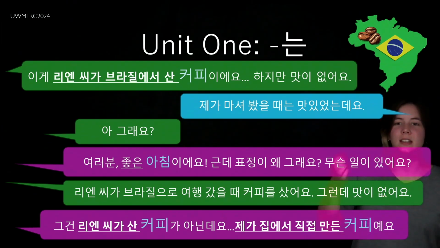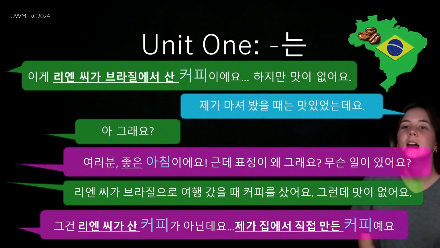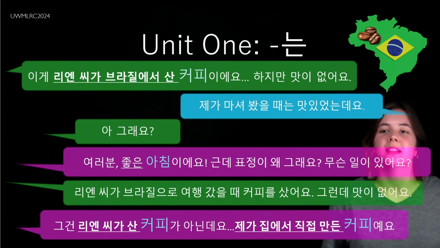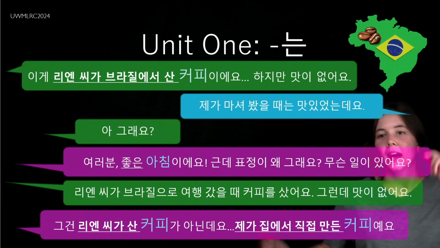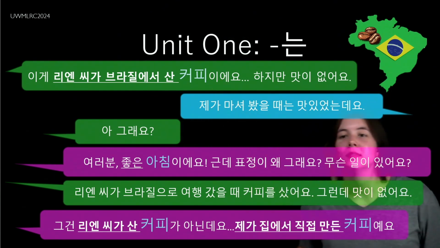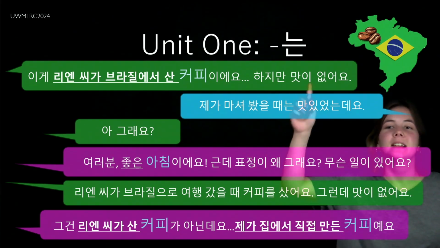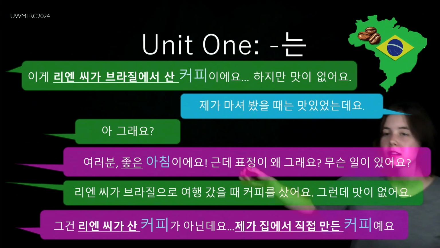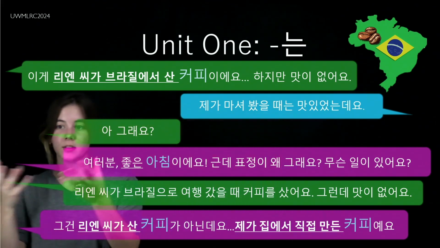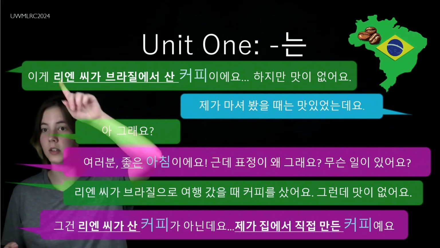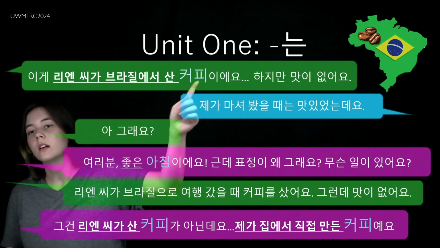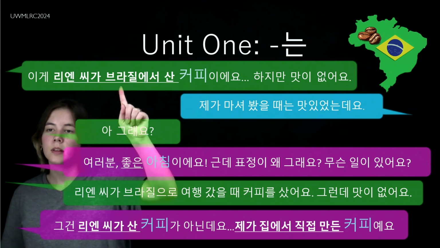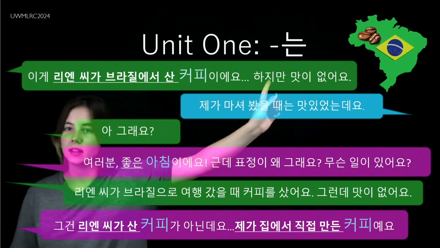Okay, I think this is like the second to last slide. I'm going to be kind of covered up, but that's okay. 이게 리엔 씨가 브라질에서 산 커피예요. That is bad grammar. That should say 예요. Typo. 하지만 맛이 없어요. But it doesn't taste good. So this, presumably they have something near them. So 이게, this thing, 이것이, is the coffee that was bought by Lian in Brazil. But it does not taste good.